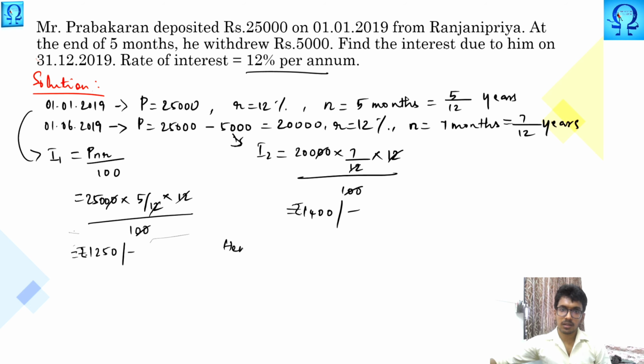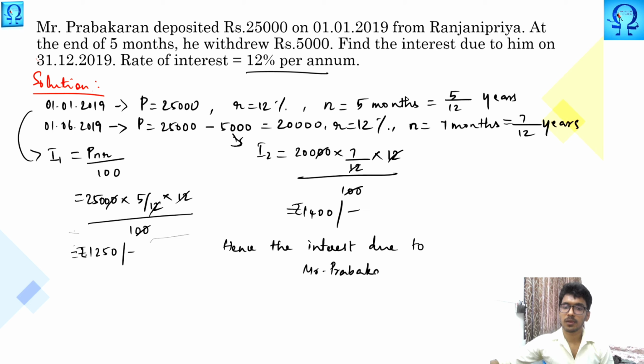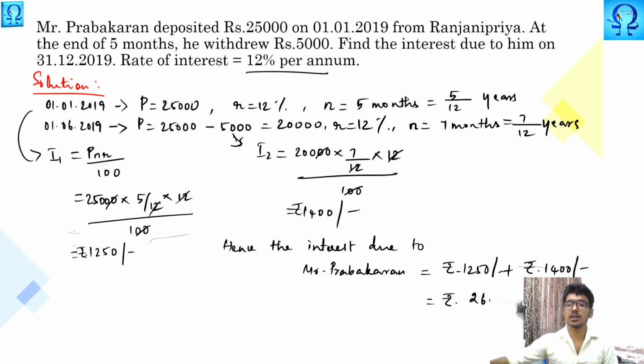Hence the interest due to Mr. Prabhakaran is rupees 1,250 plus rupees 1,400. So it is 2,650. This is the total interest that Ranjini Priya has to pay Mr. Prabhakaran.